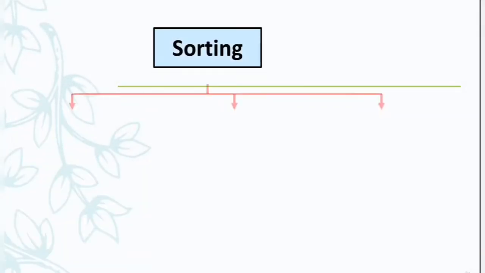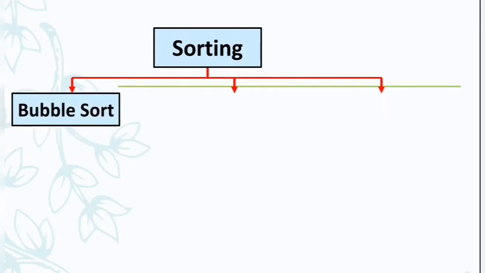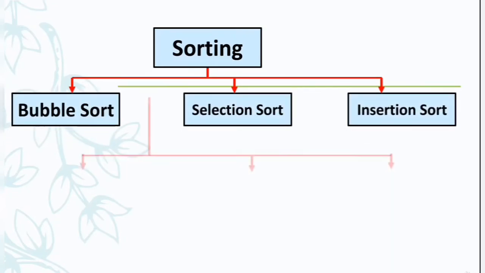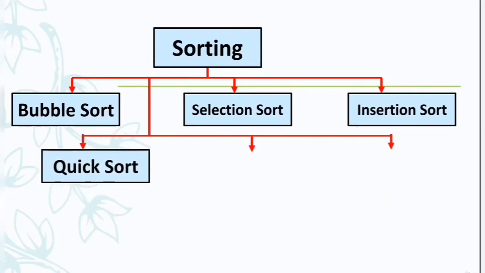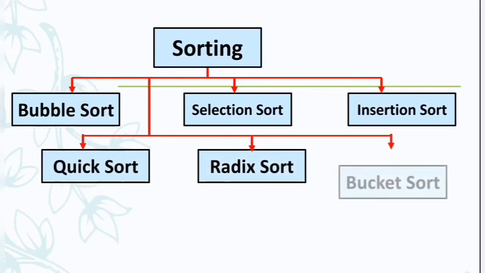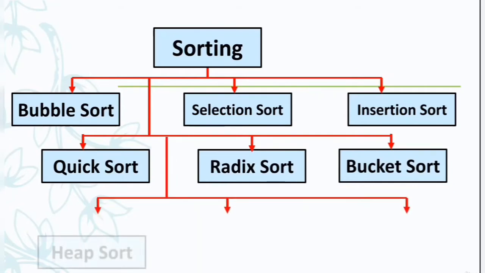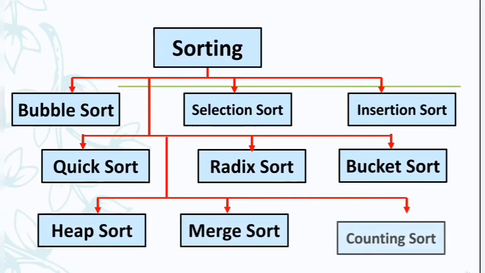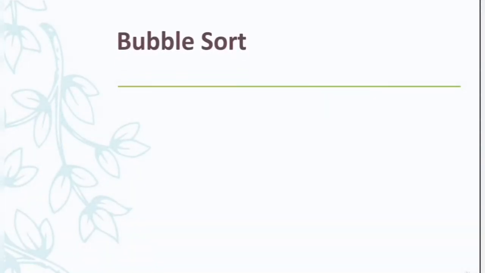Let's move ahead and see what are the different types of sorts present in data structure. There are many sorts like bubble sort, selection sort, insertion sort, then quick sort, radix sort, bucket sort. Again, there are more, that is heap sort, merge sort, and counting sort. So let's move ahead towards the first sort which we are going to study in today's session, and the first one is bubble sort.